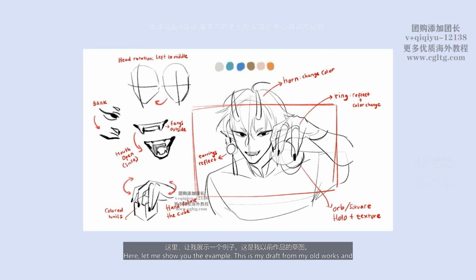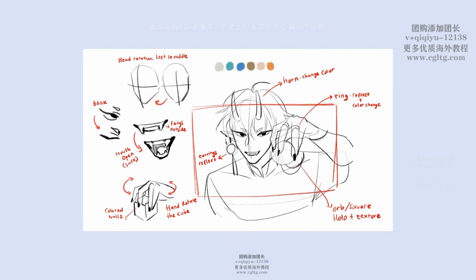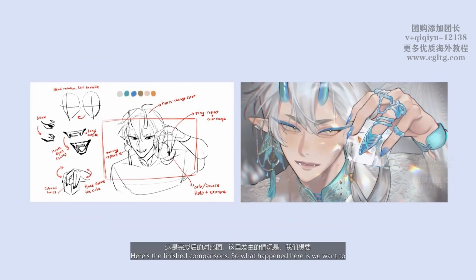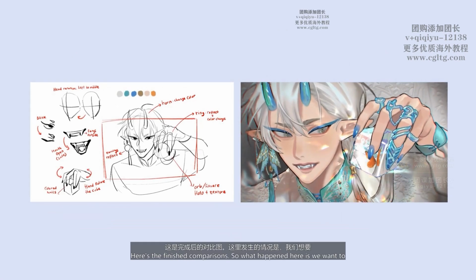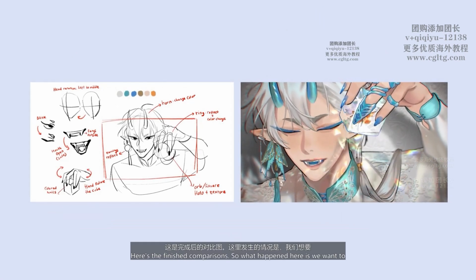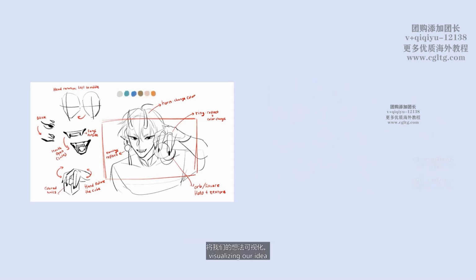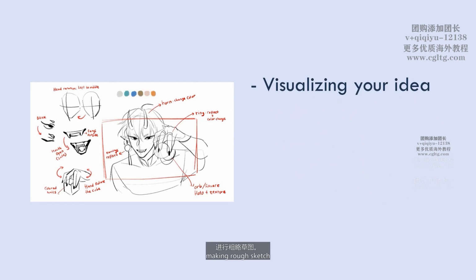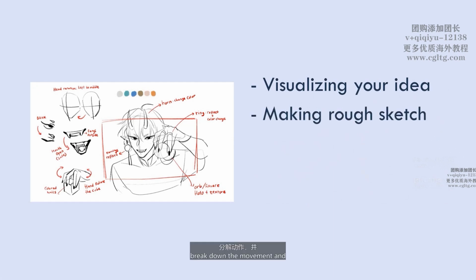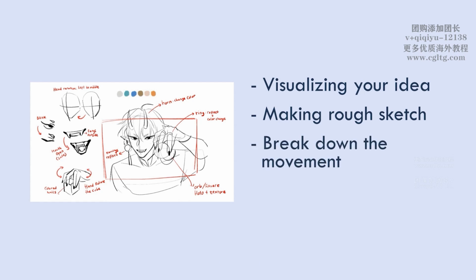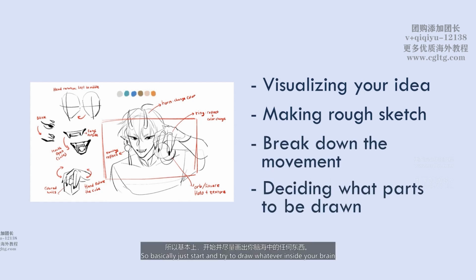Here, let me show you the example. This is my draft from my old works, and here's the finished comparison. So what happened here is we want to visualize our idea, make a rough sketch, break down the movement, and decide which parts to be drawn. So basically just start and try to draw whatever is inside your brain.